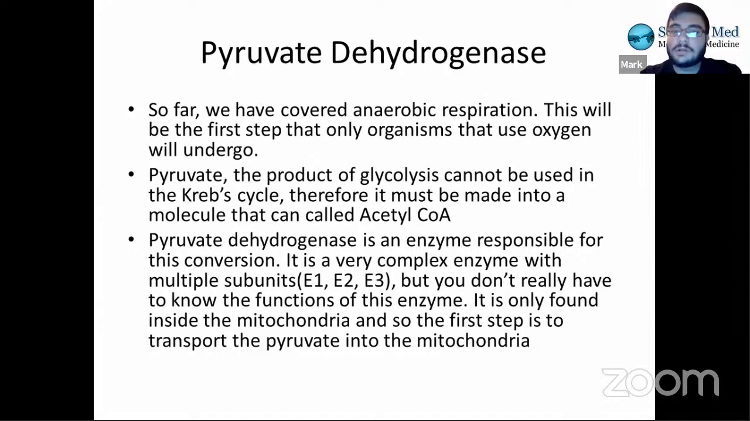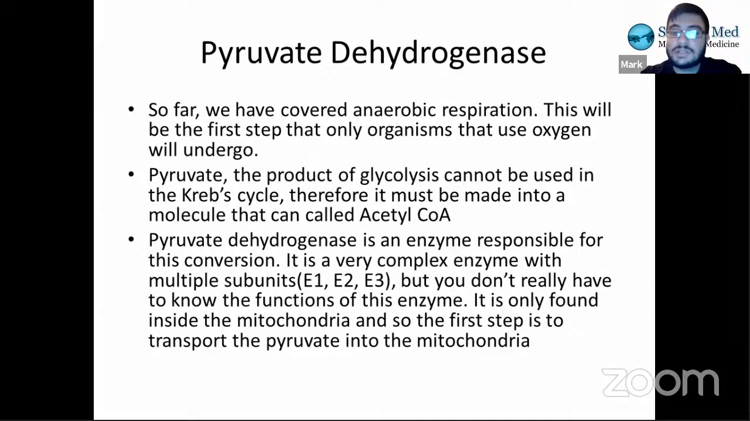Pyruvate is the product of glycolysis, and it cannot directly be used in the Krebs cycle. Therefore, it must be made into a molecule that can directly be used in the Krebs cycle, called acetyl-CoA. CoA stands for coenzyme A, and it's a really big, complicated molecule that you don't have to know what it looks like, but just know that it's really big, and it's called CoA.